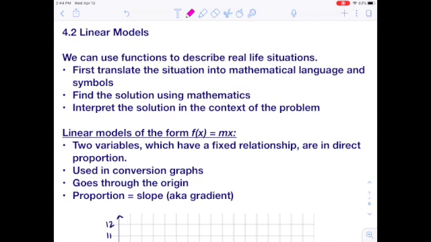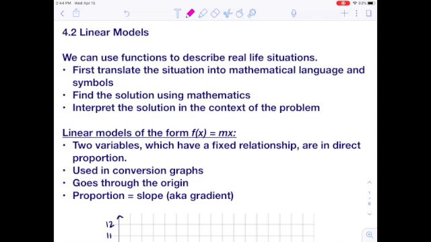Alright, so we're going back to linear functions and they're going to describe some real life situations for us. You're going to have a word problem and you need to first translate the situation into mathematical language and symbols. And then we're going to find solutions. And then we're going to interpret the solution in the context of the problem. So like how many inches is 2 centimeters, something like that.